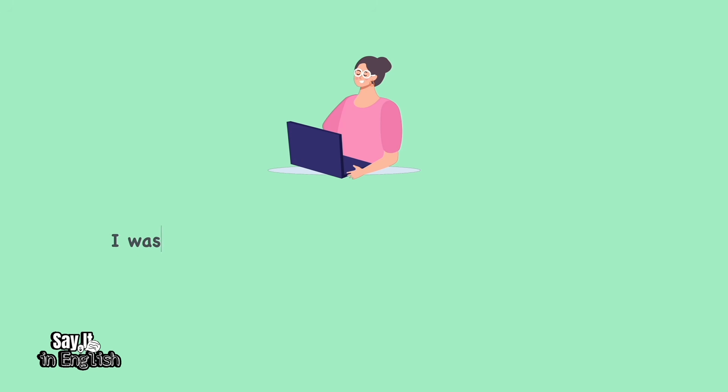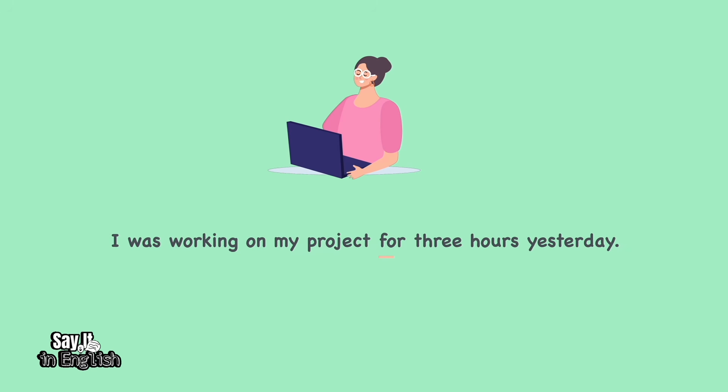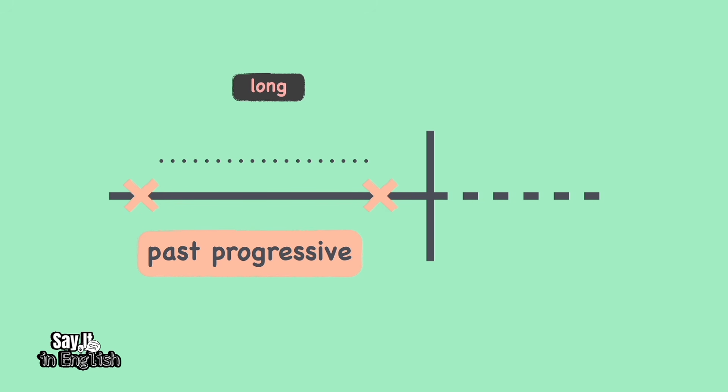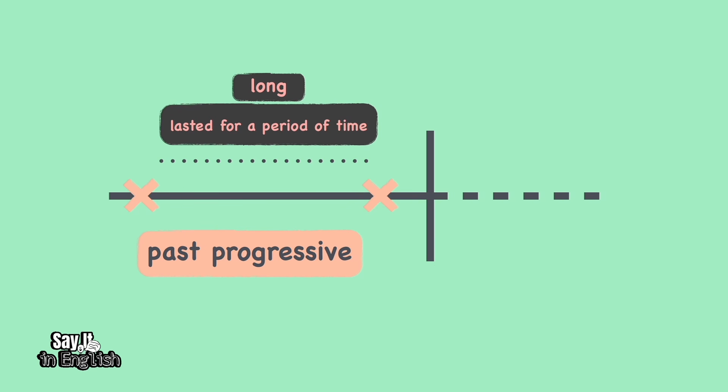And in the sentence, "I was working on my project for 3 hours yesterday," the past progressive verb, was working, also shows a long action. Using the past progressive helps to emphasize that the action was ongoing or continuing for a period of time.